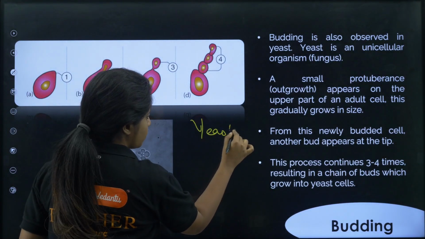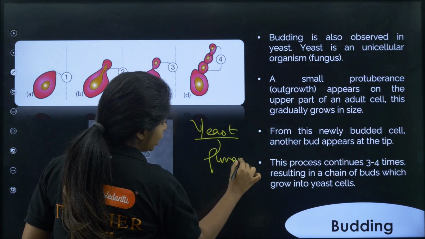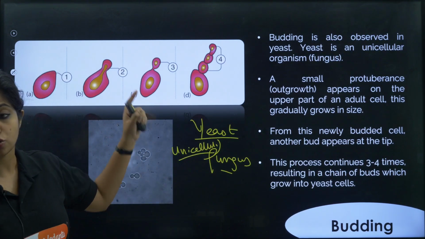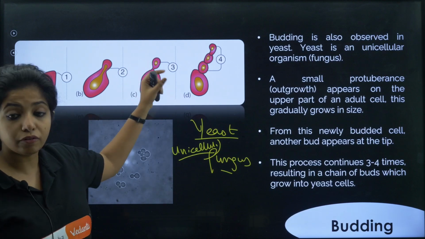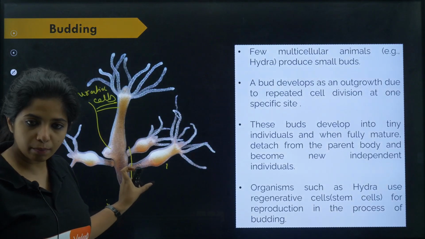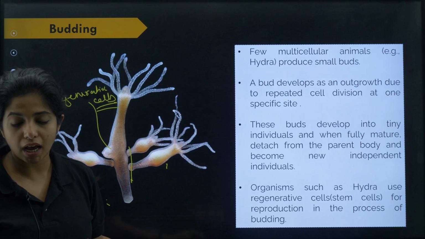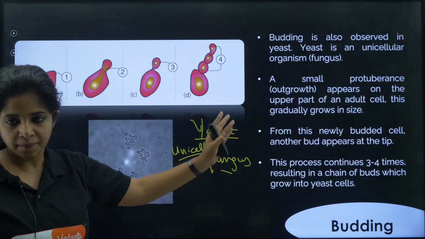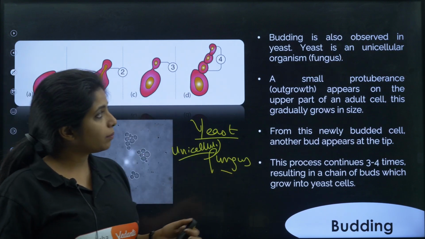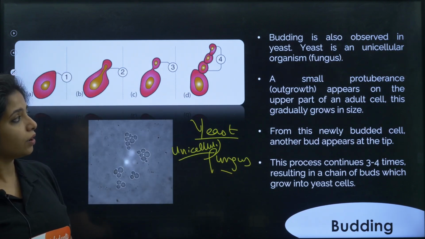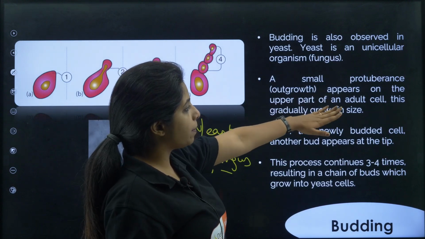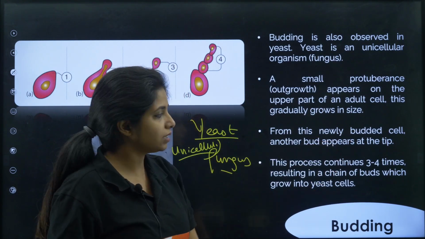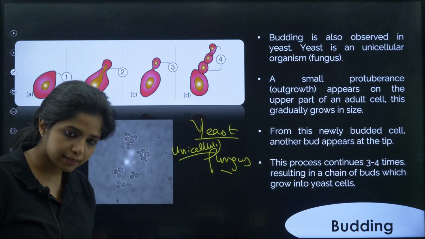Apart from Hydra, there is one more, that is yeast. Yeast is a fungus, my dear children. Yeast is the only unicellular fungus, and it shows budding as well. What is the difference between them? You saw a bud being formed in Hydra, a new individual, and later it detaches. But over here, the buds keep on forming, a chain sort of thing, and later it detaches. So budding is also observed in yeast, a unicellular organism. A small protuberance appears on the upper part of an adult cell. This gradually grows in size. From this newly budded cell, another bud appears at the tip. Cool.